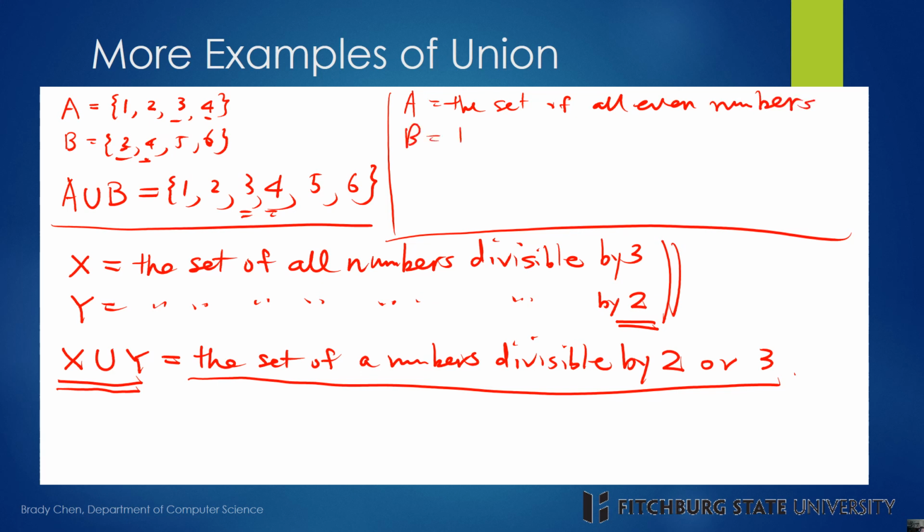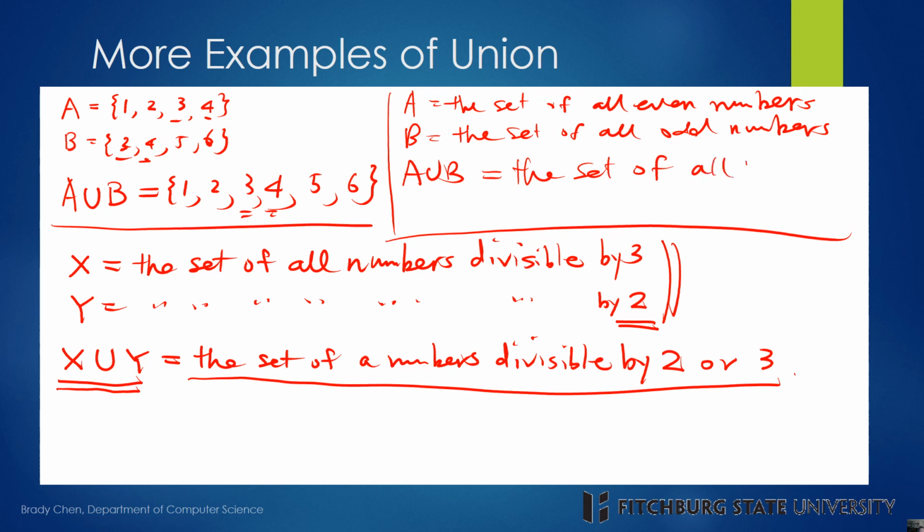B, the set of all odd numbers. Now what is A union B? So the A union B is going to be the set of all even numbers and all odd numbers. Okay, what does that mean? So it's a set of all whole numbers, right? Okay, whole numbers.